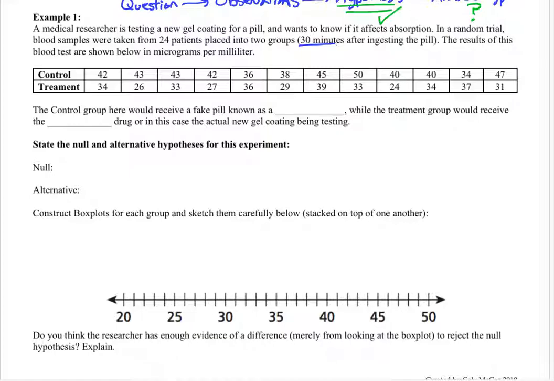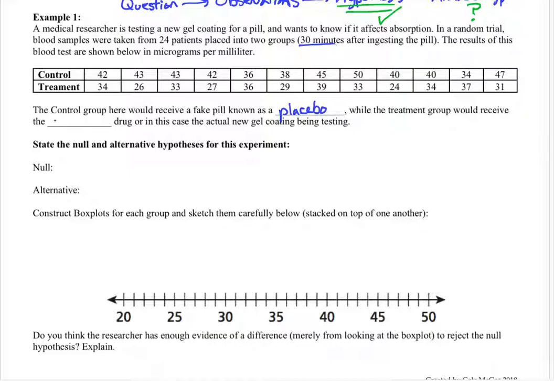So just a couple ground rules about this experiment. The control group here would receive a fake pill. So what do you think that is called? I think that's called a placebo. And that's because some people react in a way that seems like they're being treated or that they're actually receiving some kind of drug or treatment, even though they really aren't getting anything that's active.